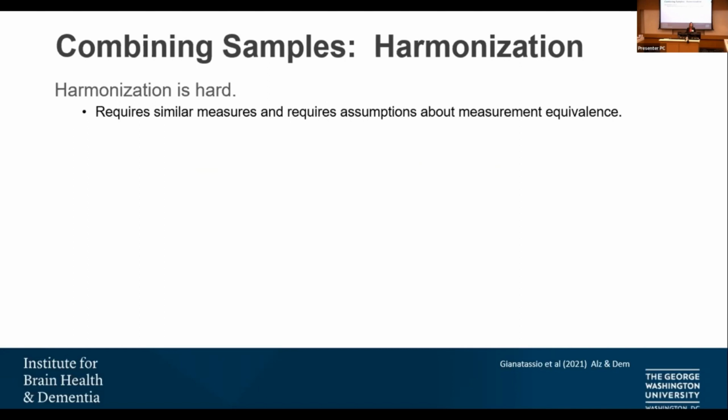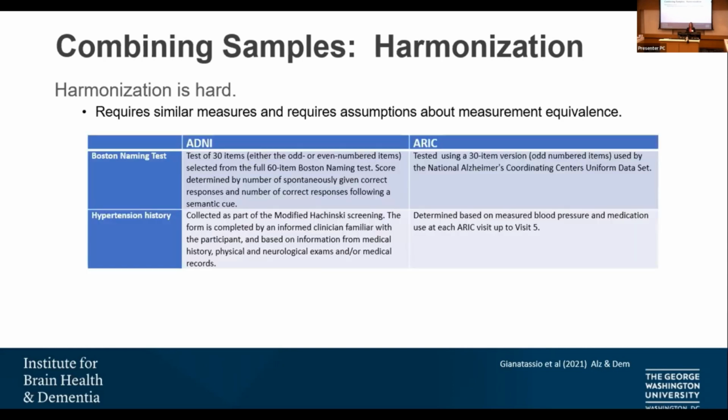It requires similar measures and requires assumptions about measurement equivalence. And these are really tricky things to know. When is it okay to make this assumption? And when is making this assumption going to be problematic? And it can be problematic even for situations where you think you have measured the same thing.